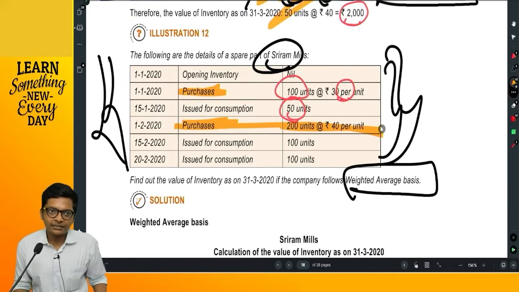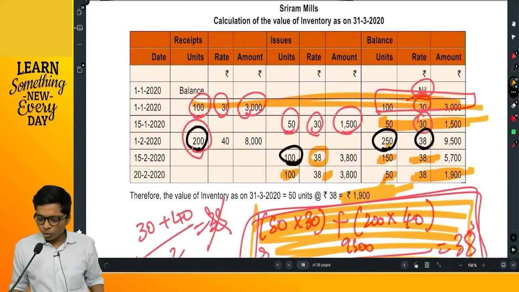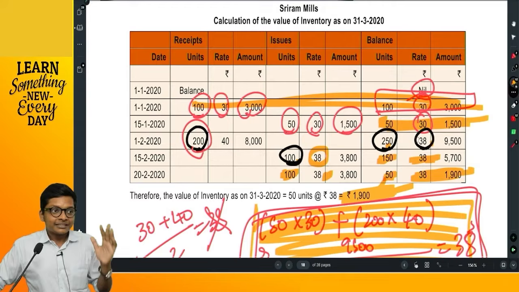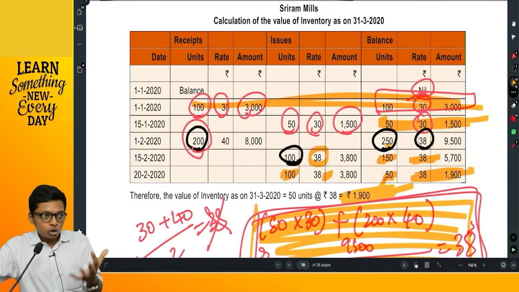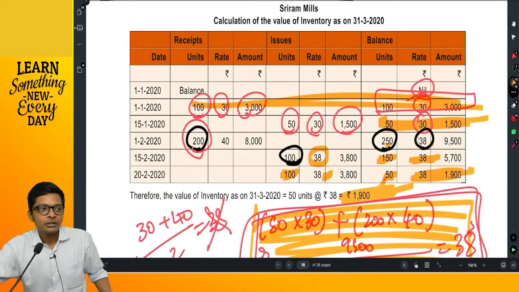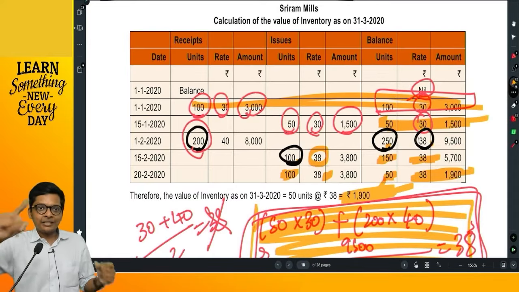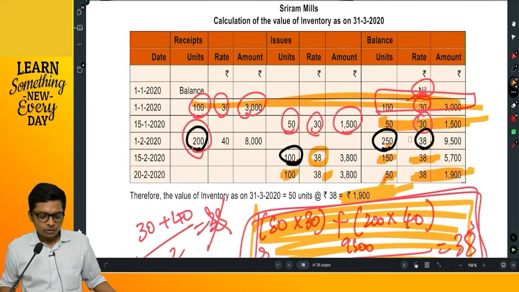Are you following, guys? So take a minute or two. Nothing new I am doing. Just go through both the solutions, now itself in the class. Understand illustrations 11 and 12 and try illustration 5 as homework. Have you done FIFO? Remember, guys?